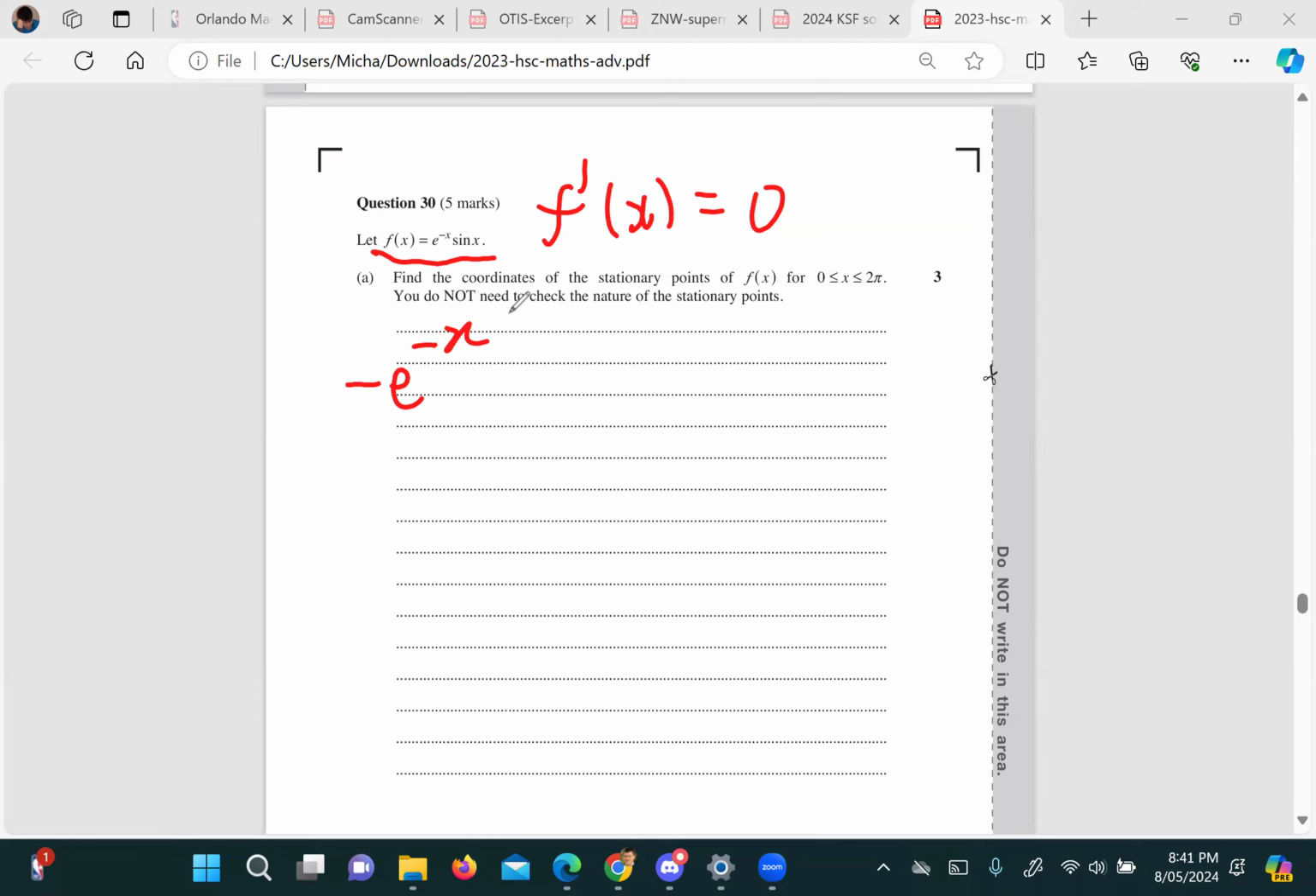So you basically treat it like e to the x, right? Which just differentiates to e to the x. But then it's not e to the x, it's minus x. You've got to take the derivative of the minus x, which is minus 1. So that's the minus 1 at the front. But it stays as minus x. Like you treat it like x, but it stays whatever it is. And then the derivative of sine x is cosine x. Okay.